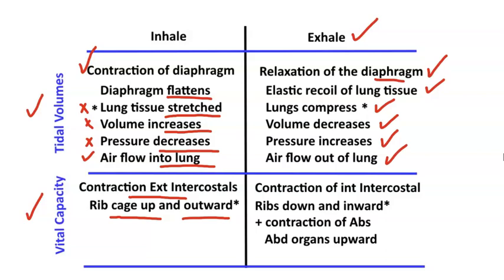Again, this can be enhanced through the addition of the internal intercostal muscles, which will pull our rib cage down and inward, heightening the compression of the lung tissue. Now, interestingly, one can also contract one's abdominal muscles at this time, forcing the abdominal organs inwards and upwards, giving a further compression to the lung tissue.